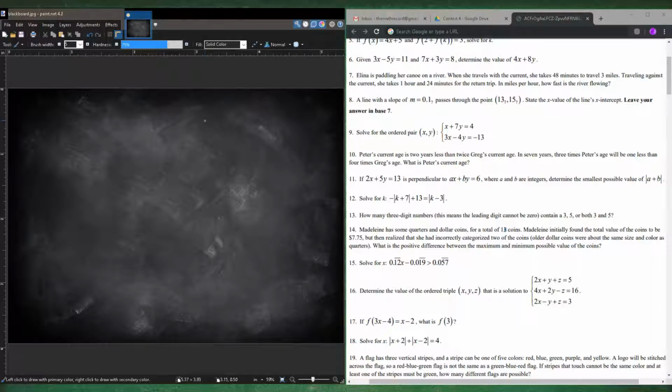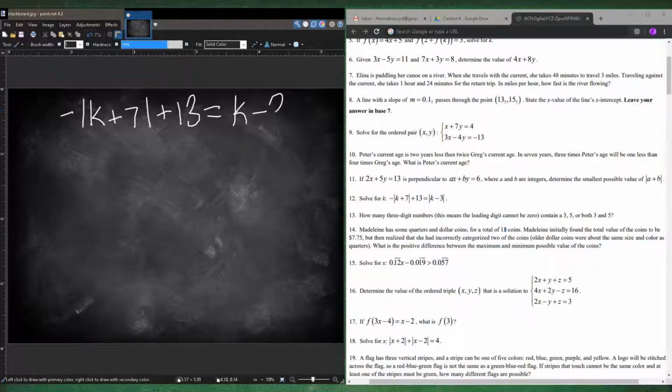A way that I usually do this is you're going to work from the inside out. So you're going to work inside the absolute value, and then do everything outside. So you're going to have the absolute value of negative k plus 7. Let's just leave that first because we want to work with the other side. k plus 7 plus 13 is equal to k minus 3.